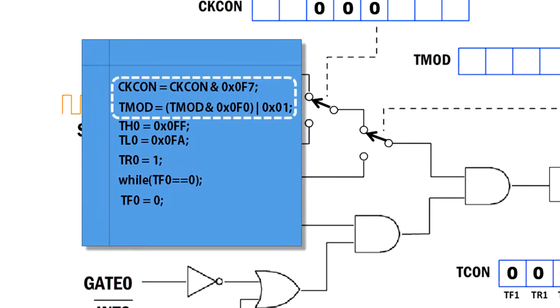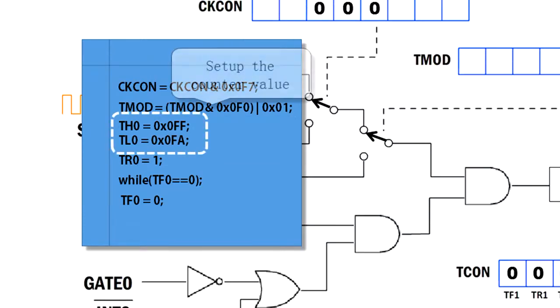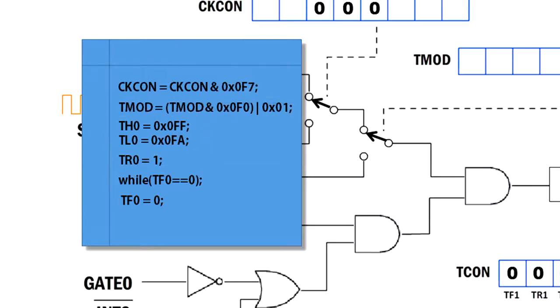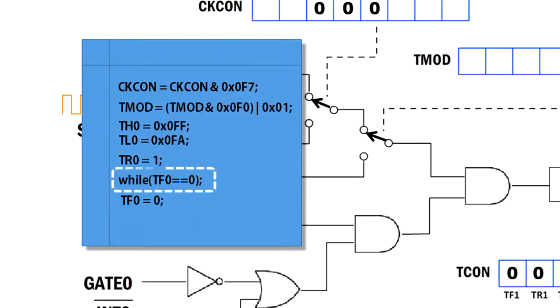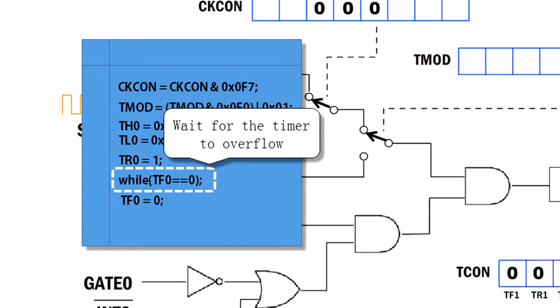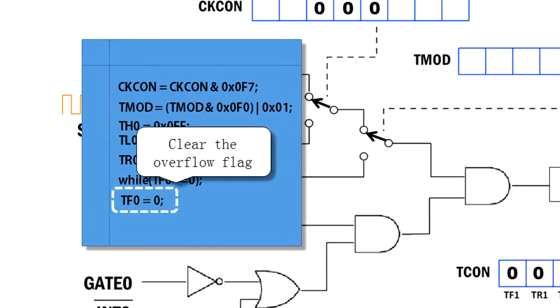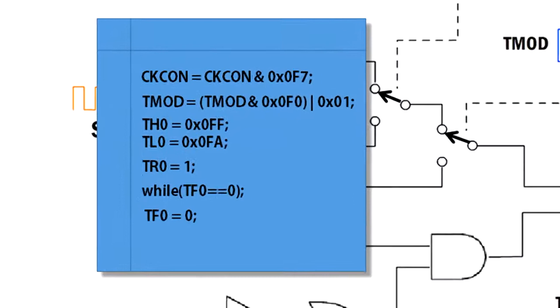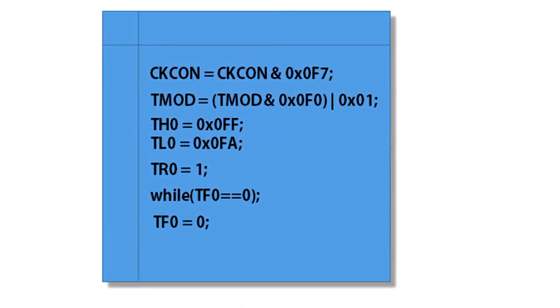This instruction configured the timer. This set up the timer counter. This runs the timer. Wait for the timer to overflow. We know exactly how long it takes for the timer to overflow. Clear the overflow flag. This is a typical timer program. What is the application?